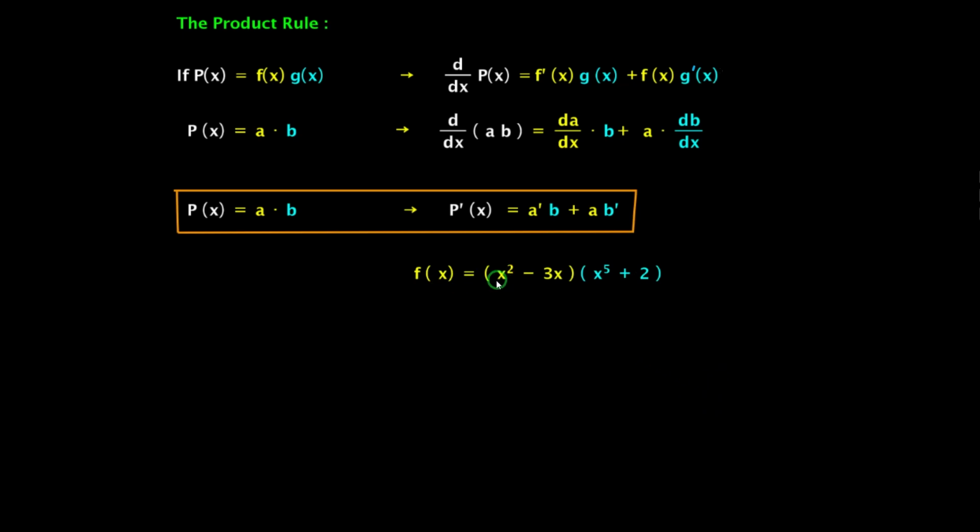So f of x is the yellow value times the blue value, which is x squared minus 3x times x to the 5 plus 2. Follow a prime b plus ab prime. A prime means f prime of x is a prime. The first value is a, prime it. In fact, we haven't done it, we are just showing the plan. Multiply it by the b value as is, plus the a value times b prime, the derivative of the blue value. Now just copy the values: that's the a values, and that's the b values.